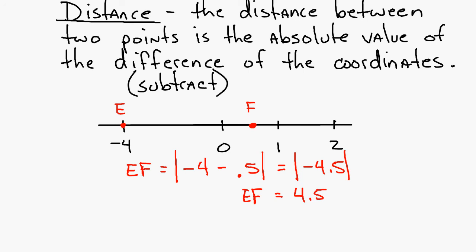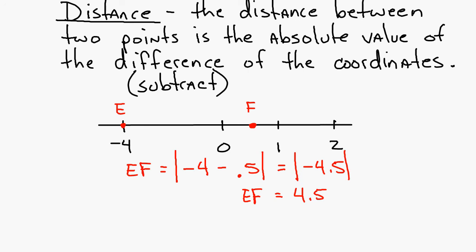Because distance can never be negative. If the distance from me to you is 17 feet, the distance from you to me wouldn't be -17 feet, would it? That's why you're using the absolute value when you're talking about distance, because distance is always positive.